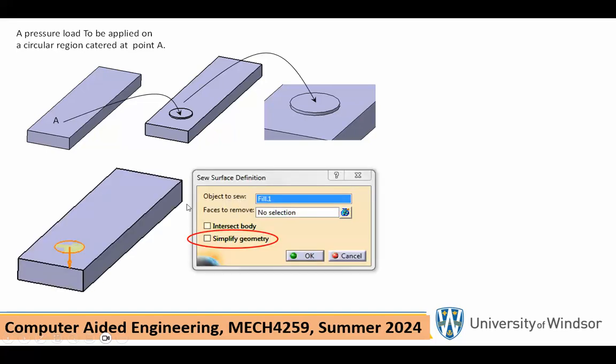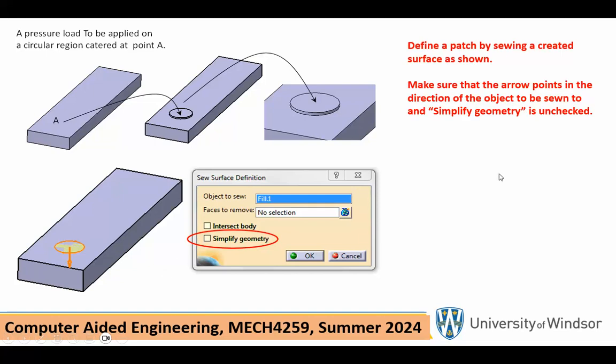So the alternative is you want to put a surface on this face somehow. For example, you go up there, draw a circle, and use the Fill option in the wireframe and surface design to put a surface in there, and then sew that surface to this object. And when you sew it, you may have to make sure that this arrow is flipping towards the solid object, and uncheck the simplified geometry. That's all that's needed here. Okay, that's one way. So I'm going to do that problem for you that way.